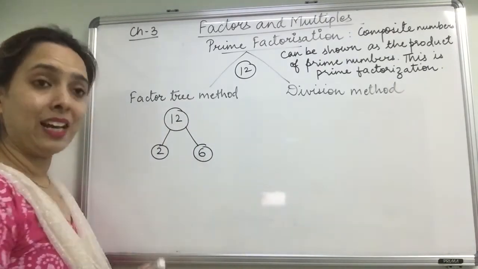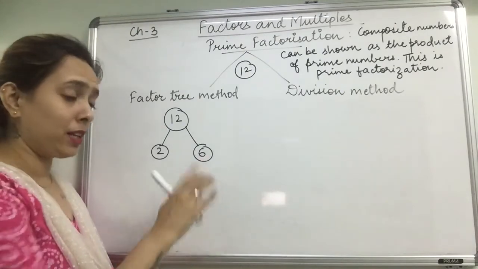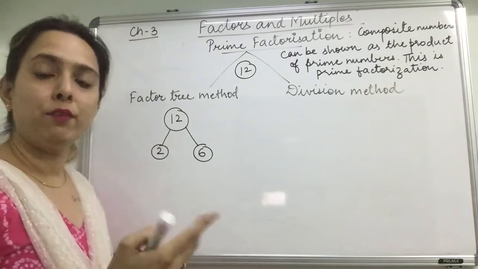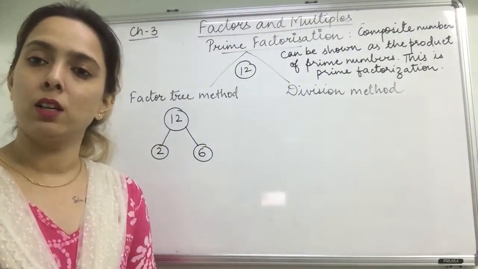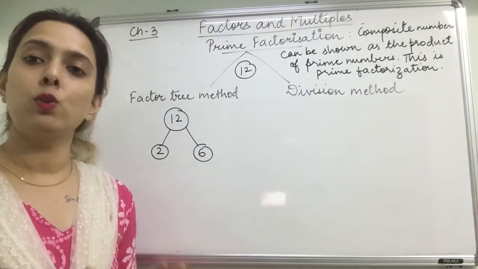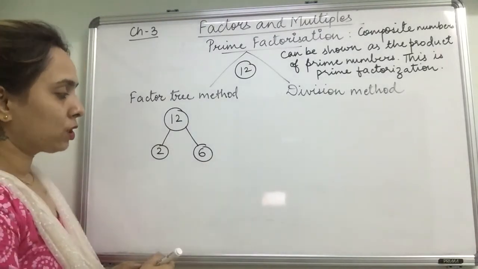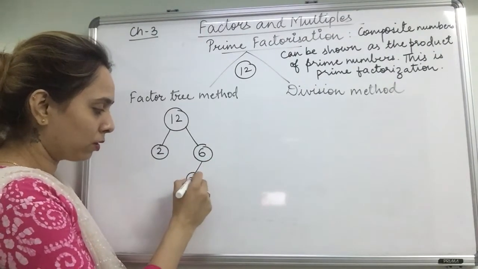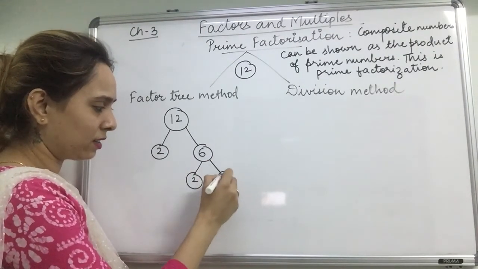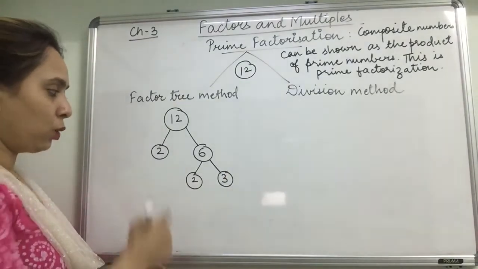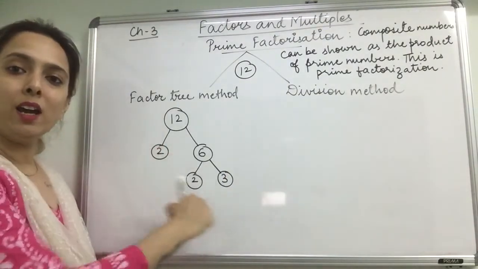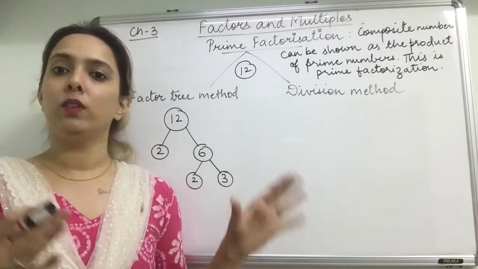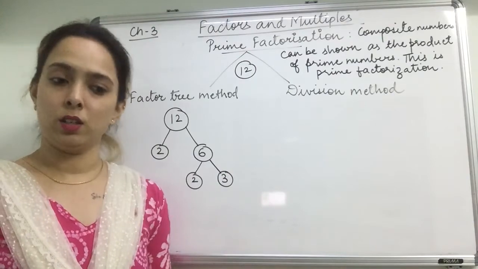So 6, again start with 2. If this number is not divisible by 2, go for 3. Then you will go for 5, not for 4. 4 is a composite number. So we will always use prime numbers. So 2 threes are 6. Again 2 and 3. Once we get the entire branch in prime numbers, we will stop the factor tree.